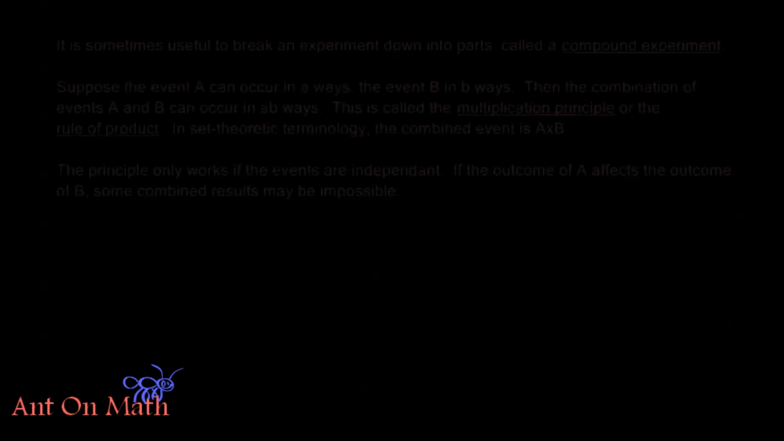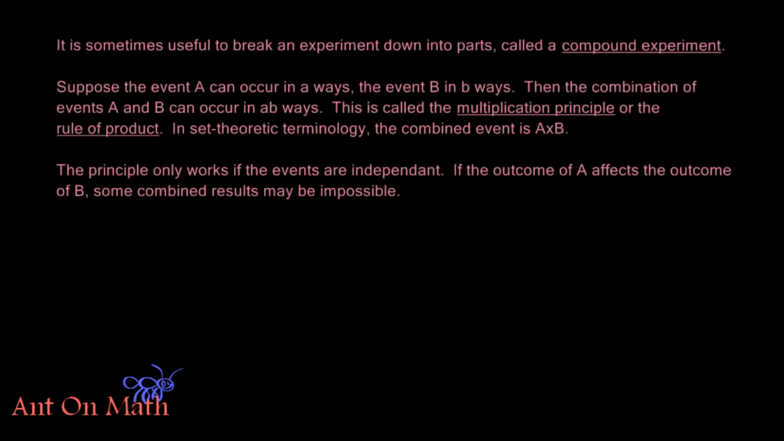Now we just finished up talking about experiments and events, so now we're going to talk about the multiplication principle, which is a tool that we use sometimes when we want to break an event down into simpler to use pieces. So it is sometimes useful to break down an experiment into parts, and when we do that we call it a compound experiment. So suppose the event A can occur in little a ways, the event B can occur in little b ways, then the combination of the two events A and B can occur in ab ways.